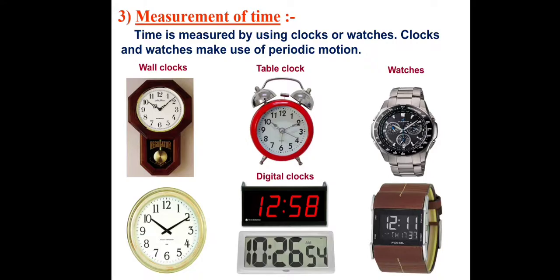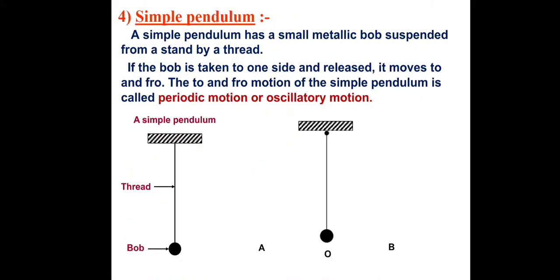You can find them at railway platform, and generally most of the offices have digital clocks because they give very precise time. Now, as I was discussing, most of the clocks in olden days used to calculate time on the basis of pendulum. So a simple pendulum has a metallic bob. You can see a sphere ball like structure. This is called bob.